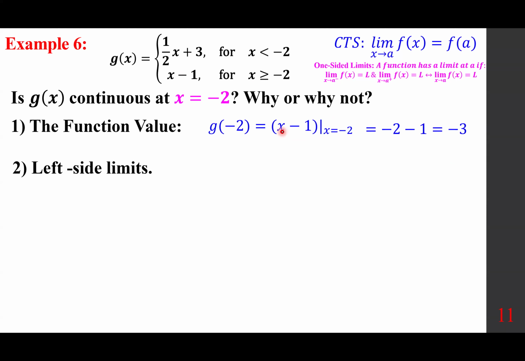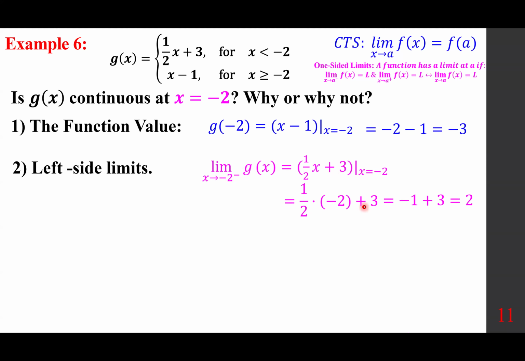Left side limit and then right side limit. For the left side limit, you use the one which says less than. So you use the top piece and you replace the x. You're going to read it: limit of g of x as x approaches -2 from the left equals 1/2 x plus 3 evaluated at x equals -2. So plug it in: -2 times 1/2 is -1, plus 3 gives you 2.